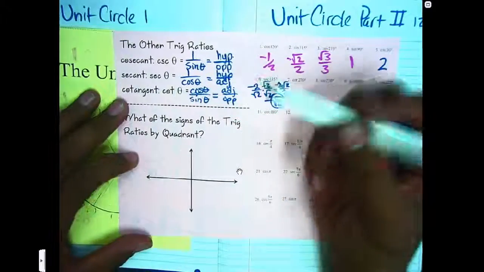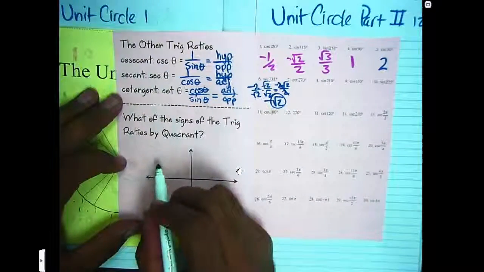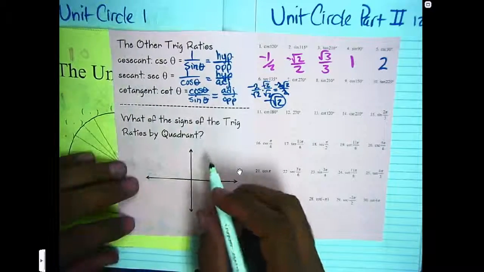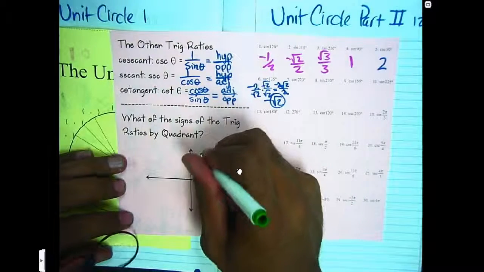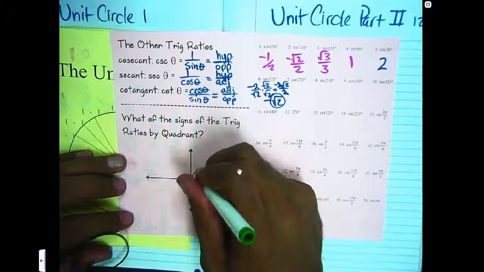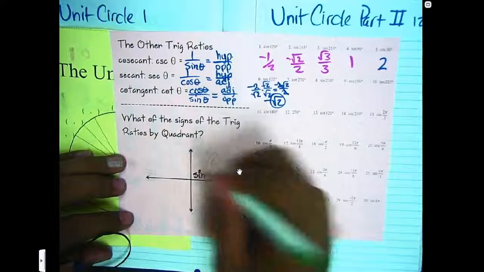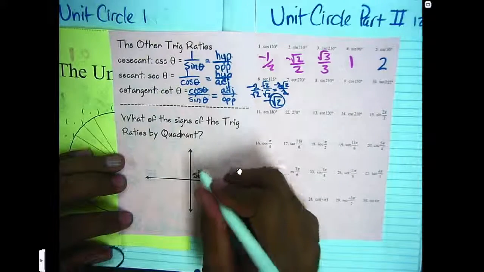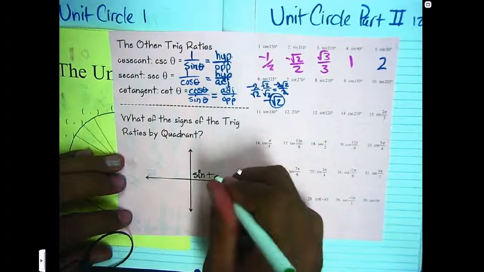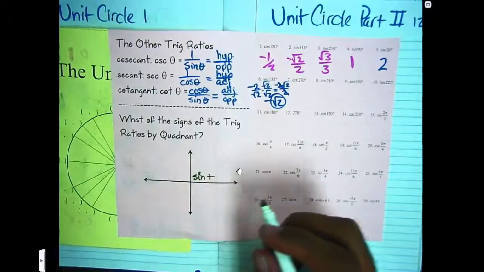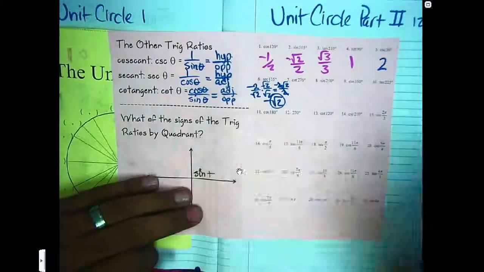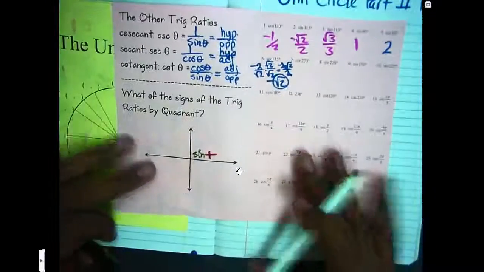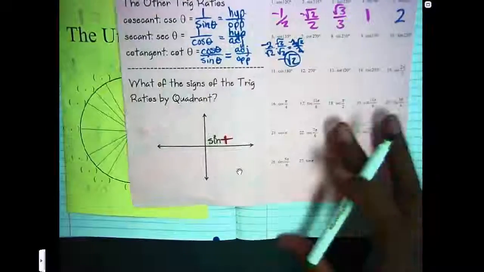Okay? Now, what about the signs of the trig ratios in each quadrant? Well, we have a little map for you to use to figure out what those are. The first thing you want to write here is that sine is our y values, and in quadrant 1, y values are always positive. Actually, let's use the right color. They're always positive. Okay, zoom in a little bit.